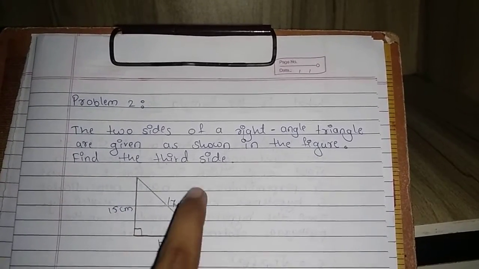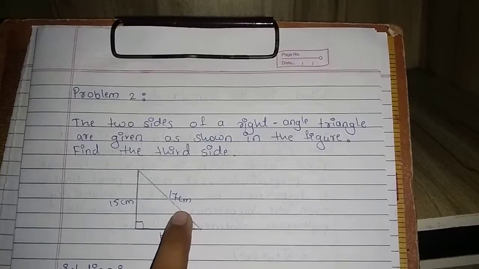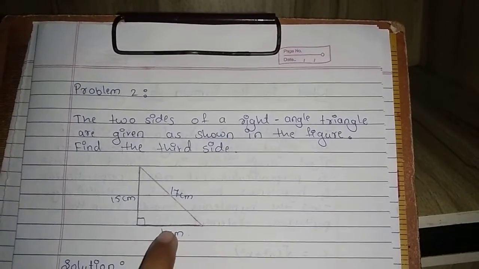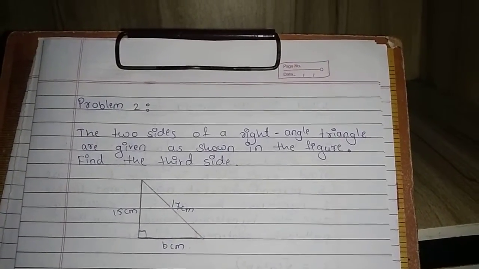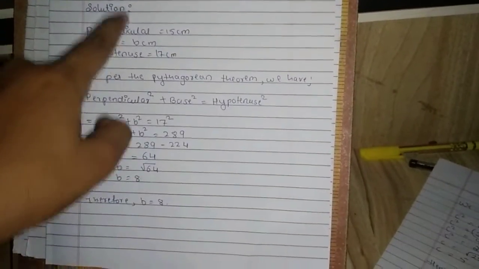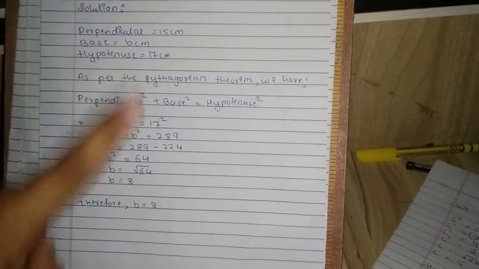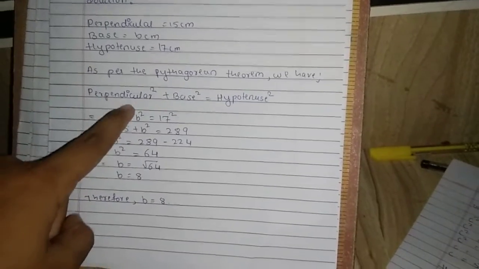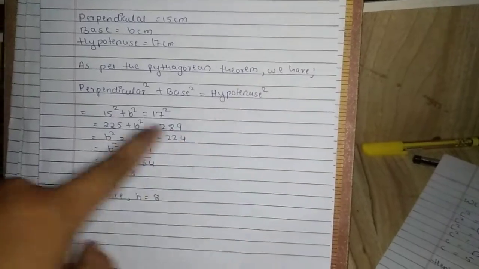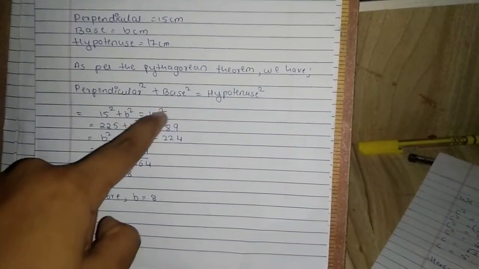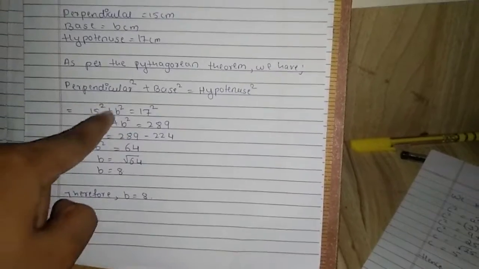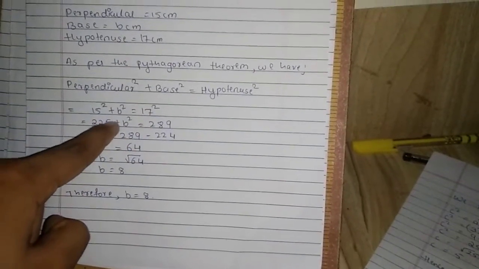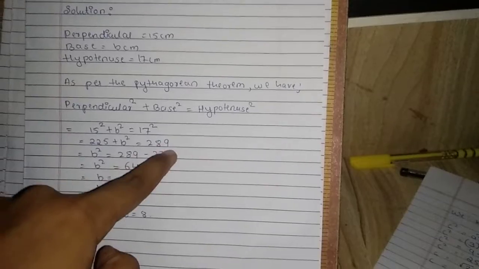Perpendicular is 15 centimeters, the hypotenuse is 17 centimeters and the base they have given as B centimeters. Here, solution: perpendicular is 15 centimeters, base is B centimeters and hypotenuse is 17. Now we have to apply the formula of the Pythagoras theorem. Perpendicular square plus base square is equal to hypotenuse square. So 15 square plus B square is equal to 17 square. As the formula is there, you have to apply the digits here. So 225 plus B square is equal to 289.